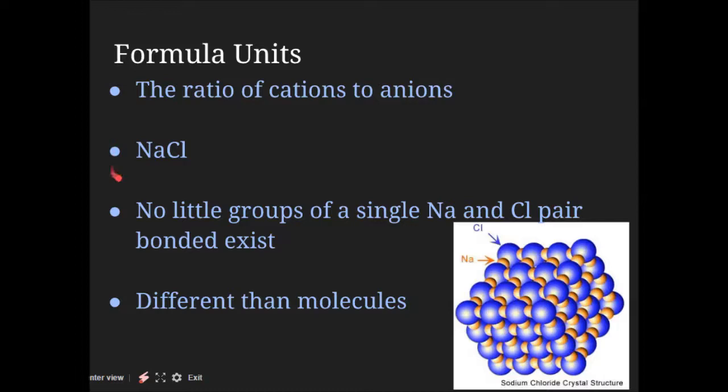So what this tells us is that smallest piece, that smallest whole number piece. So there's a distinction there: repeating lattice structure versus little independent traveling groups called molecules.